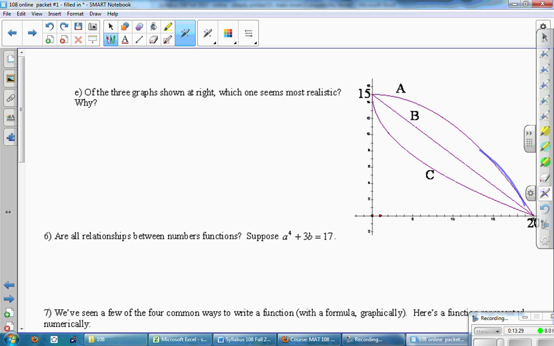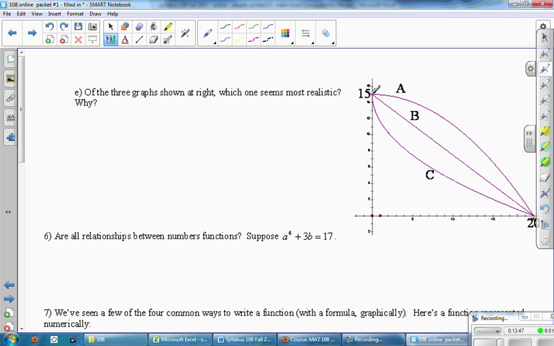For graph B, the value of the car is decreasing steadily at a constant rate the whole time. For graph C, the car decreases in value very quickly in the beginning, still decreasing here but not as fast. So which one is most reasonable?